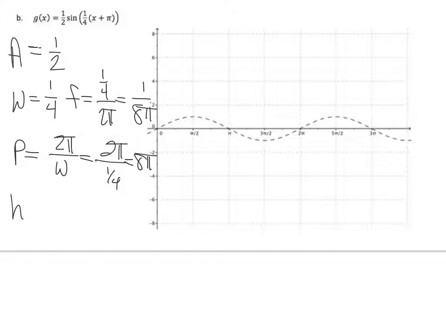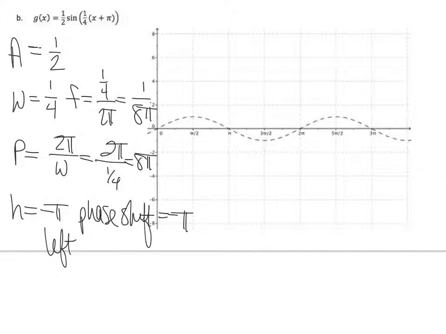So since h is negative pi, your phase shift is negative pi. So we are shifting to the left. No vertical translation, k equals 0, so my midline is y equals 0. And I think that's it. So we're staying at the middle.